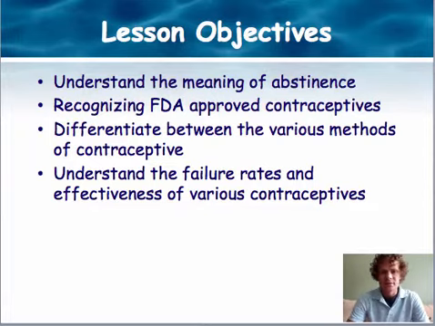The lesson objectives are to understand the meaning of abstinence, to recognize FDA-approved contraceptives, to differentiate between the various methods of contraceptive, and to understand the failure rates and effectiveness of various contraceptives.